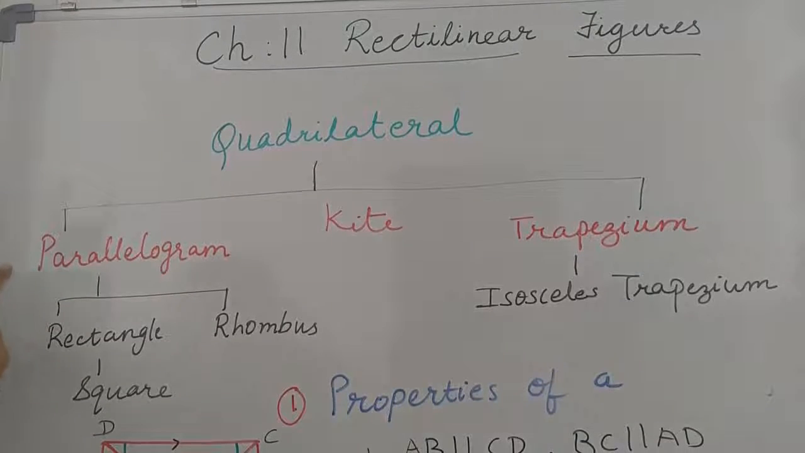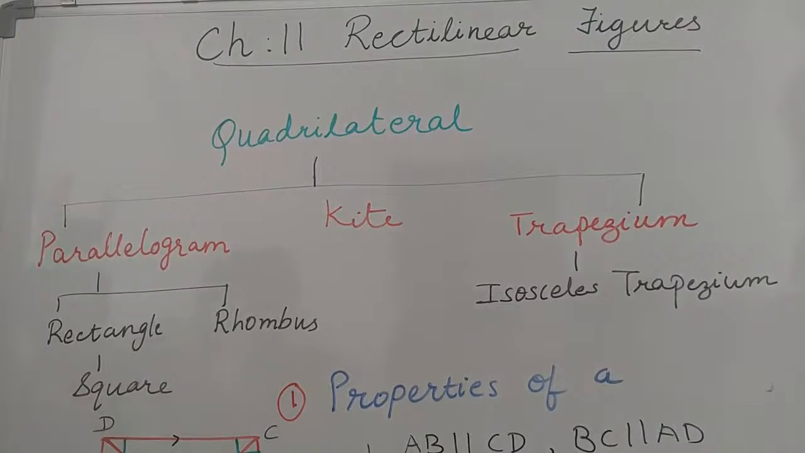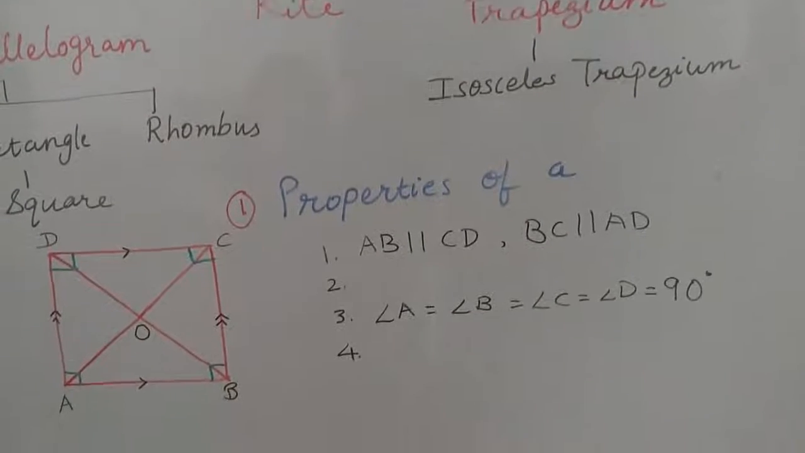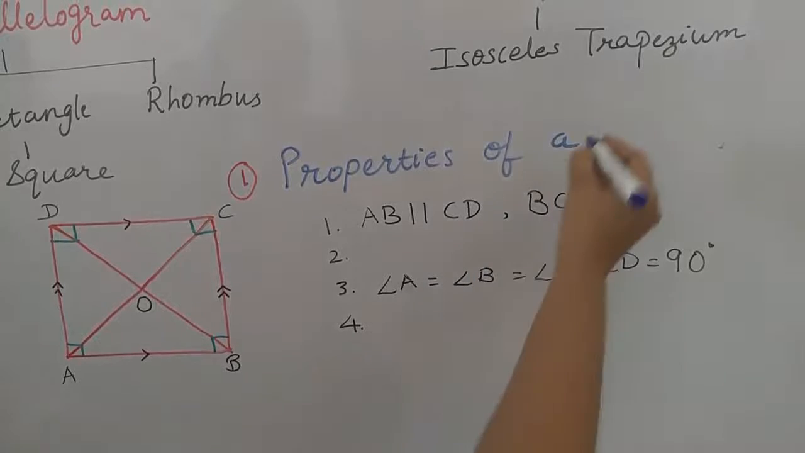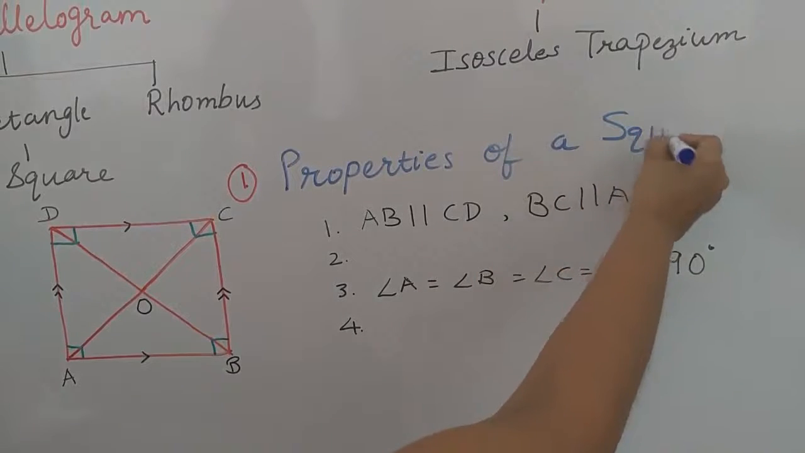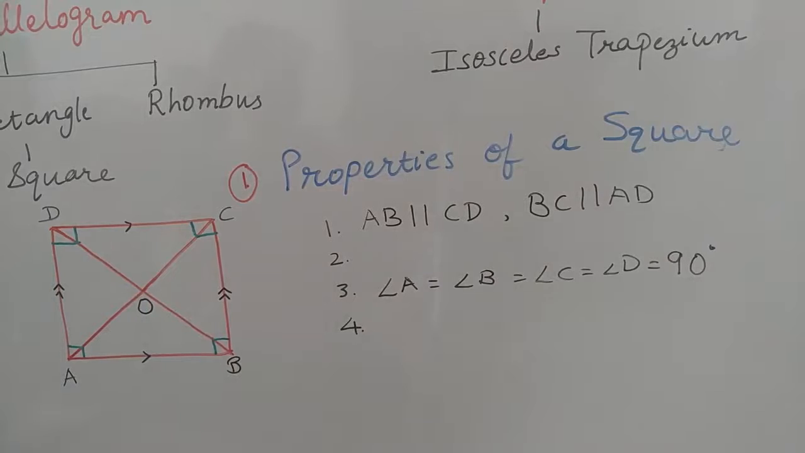Now we have seen parallelogram and rectangle. Now the other type is the square. So we will see properties of a square. So here you can see a square is drawn. So I write here properties of square. The square ABCD. Here you can see a square ABCD is drawn.